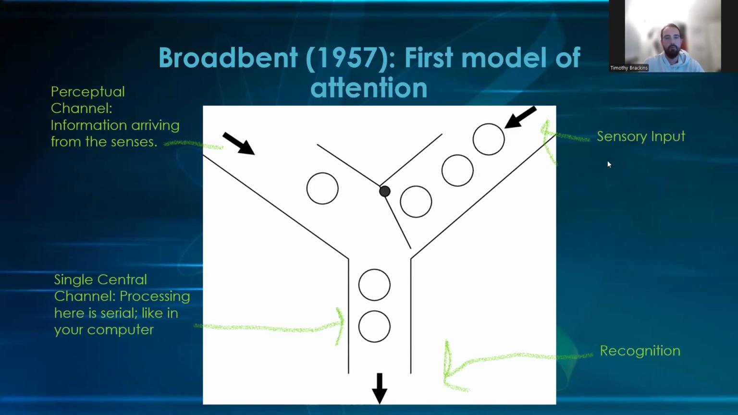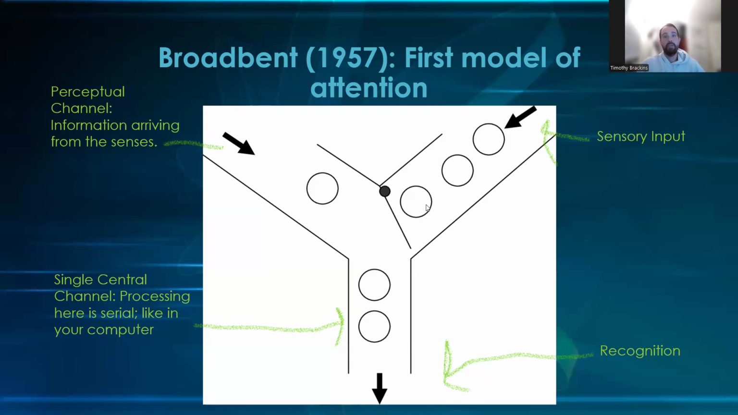So we'll walk through all of it here. Broadbent's first model of attention. Let's think of these two pipes here, our two arrows, as the right ear and the left ear. And let's think of these little balls as information. So this is the stimuli, the information, the sounds that are coming into your ears. All the information that's coming into your ears.